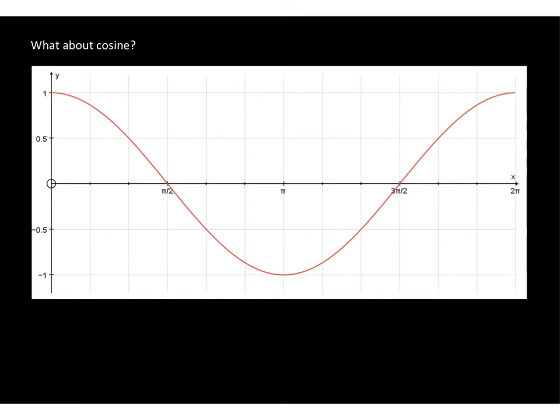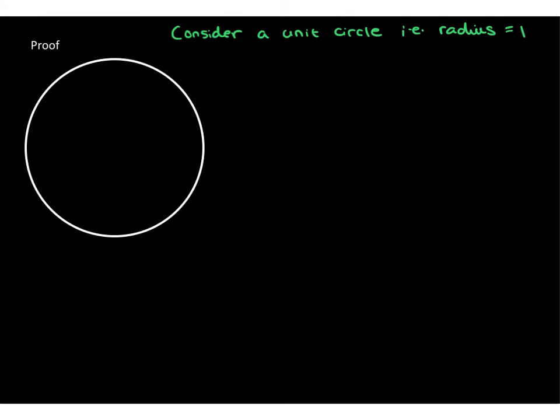Well, it's a lot harder to actually find anything out here, because if we look at small angles, there's no easy answer as to what any kind of approximation might be. So we're going to have to dig a little deeper in order to find out what the cosine function approximates to for small angles of theta. So I want you to consider a unit circle, i.e. a circle which has a radius of 1.